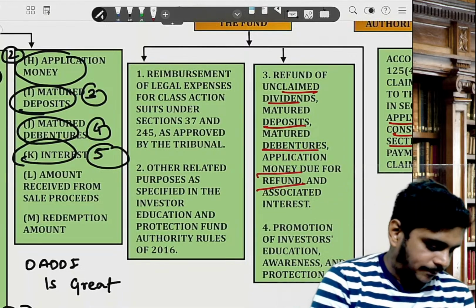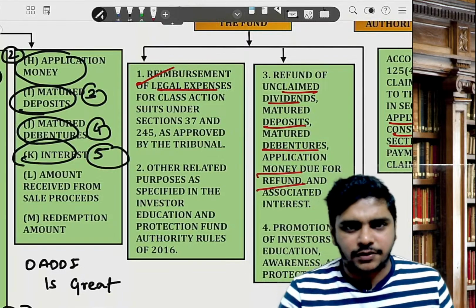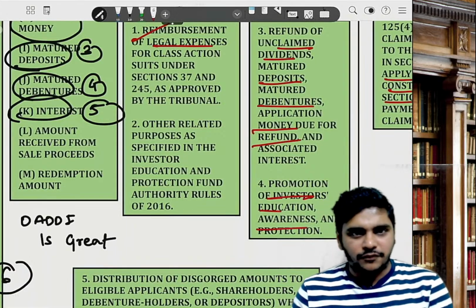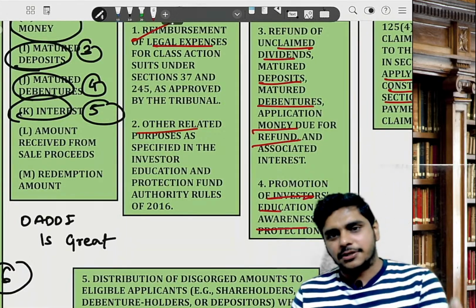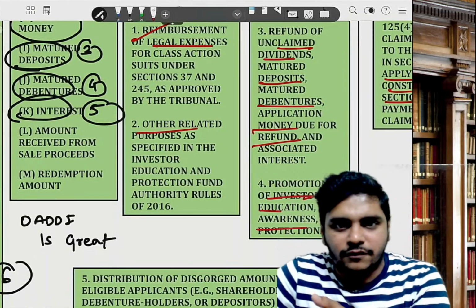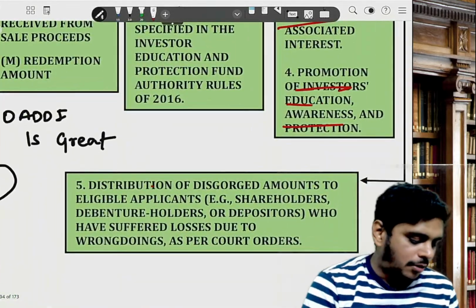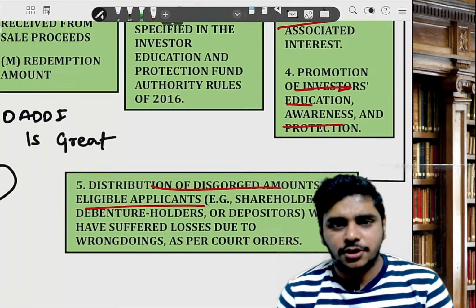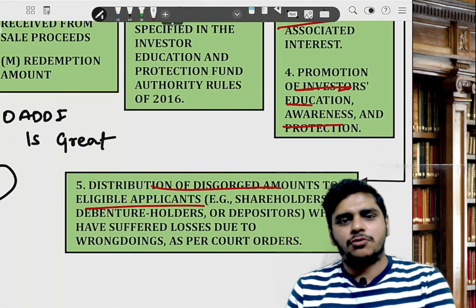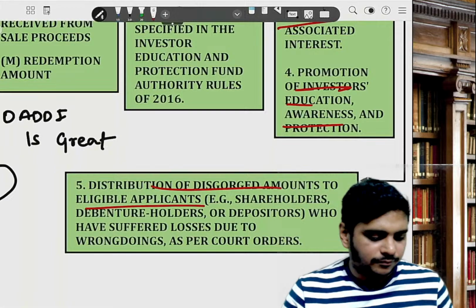Number 2, for reimbursement of legal expenses for a class action suit. So whatever case you have filed, you will get the reimbursement of that. Third, promotion of investors' education, awareness and protection. Number 4, any other purpose. So what they can do is give 3 utilizations and 1 source of IPF, or vice versa. One more is there: distribution of disgorged amount to the eligible applicant. That's basically compensation to the shareholders, debenture holders, depositors who have suffered any loss. So 5 utilizations are there.